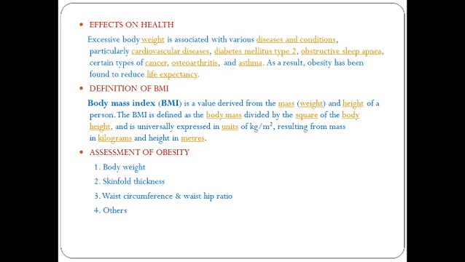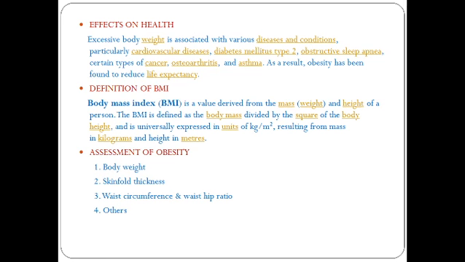Definition of BMI. BMI is a value derived from the mass, weight, and height of a person. The BMI is defined as the body mass divided by the square of the body height, and is universally expressed in units of kg/m², resulting from mass in kilograms and height in meters.